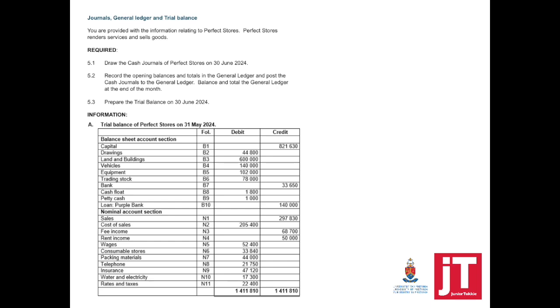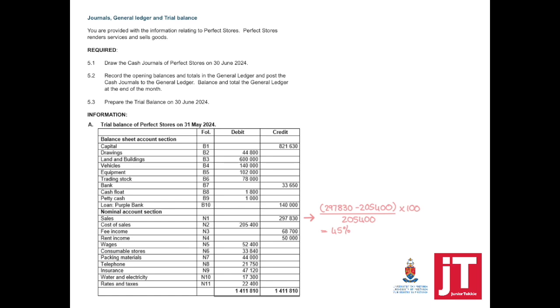Required: one, draw the cash journals of Perfect Stores on 30 June 2024. Number 2, record the opening balances and totals in the general ledger and post the cash journals to the general ledger. Balance and total the general ledger at the end of the month. And then the last question, prepare the trial balance. So this is everything that you basically need to be able to do in accounting. You need to be able to complete journals, post to the general ledger, complete the trial balance, and of course the accounting equation.